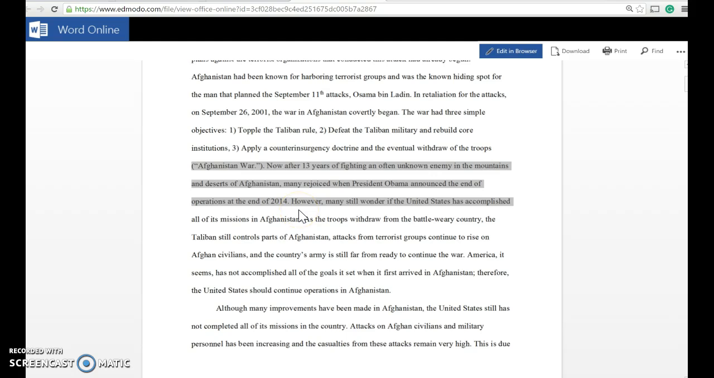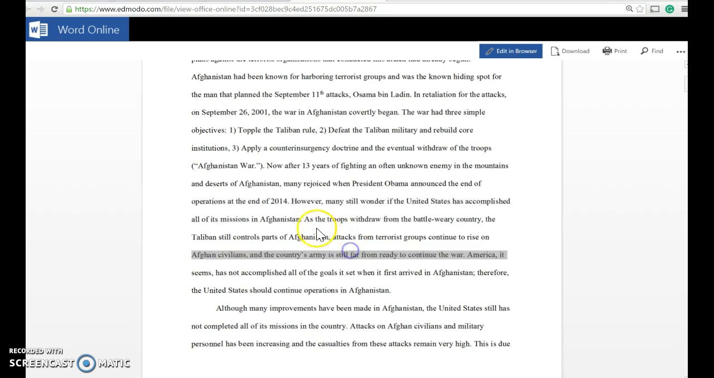However, many still wonder if the United States has accomplished all of its missions in Afghanistan. So here, he gives one particular viewpoint: that people think the war in Afghanistan is over based off of what President Obama announced. And then he also gets an opposing viewpoint here, wondering, did we go ahead and accomplish our particular goal, and is it wise to exit Afghanistan at this particular point in time?